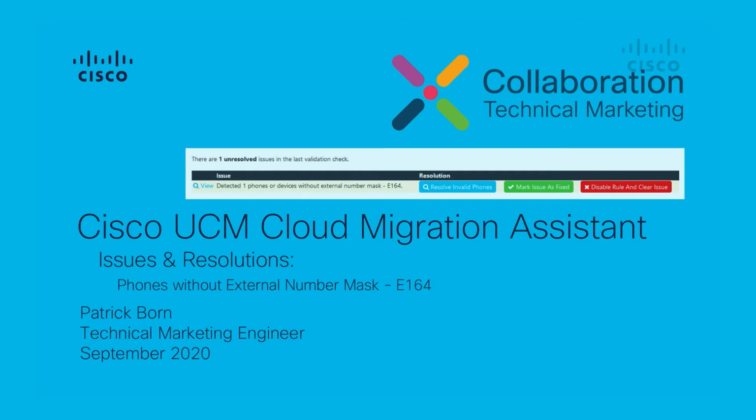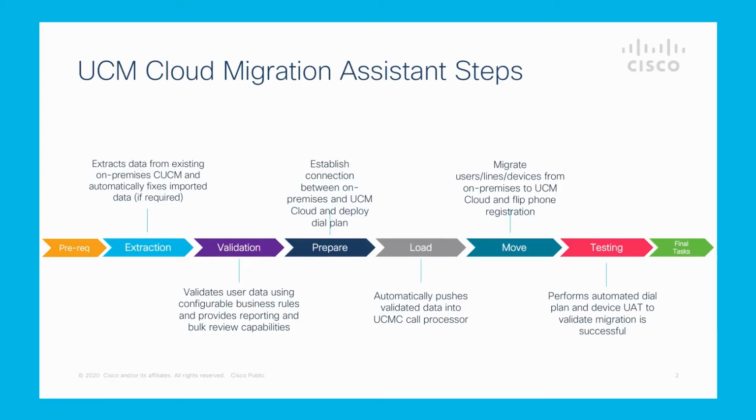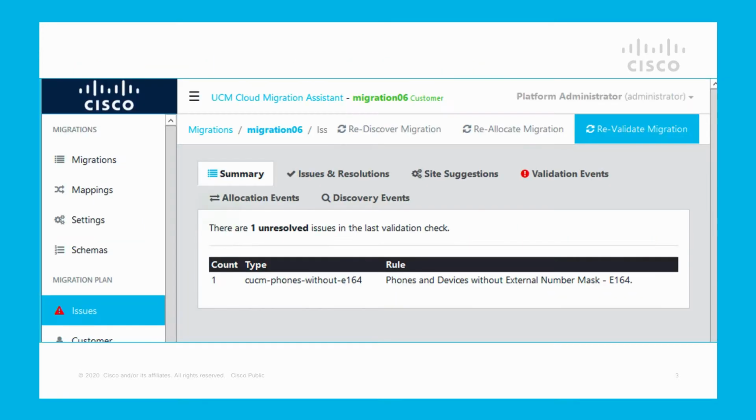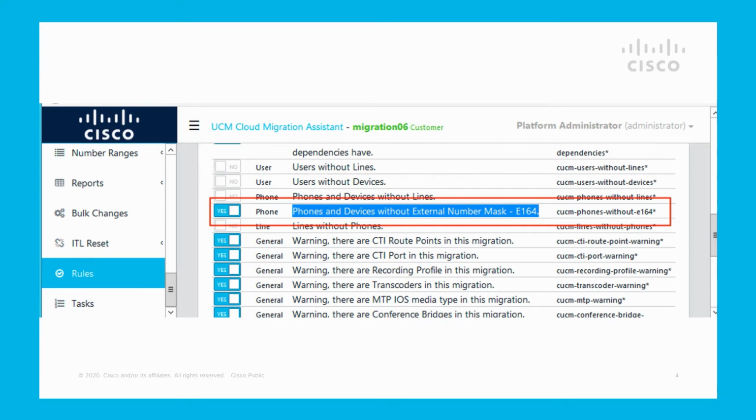Hello, I'm going to give you a demonstration on how to deal with issues that may arise when you're using UCM Cloud Migration Assistant, for example, when you see phones without external number masks flagged. In this example, after the validation process is run, you can see the issues on the left, and looking at the summary, there are UCM phones without E164 numbers defined. The actual rule is that phones and devices without external number masks for E164 must be flagged.